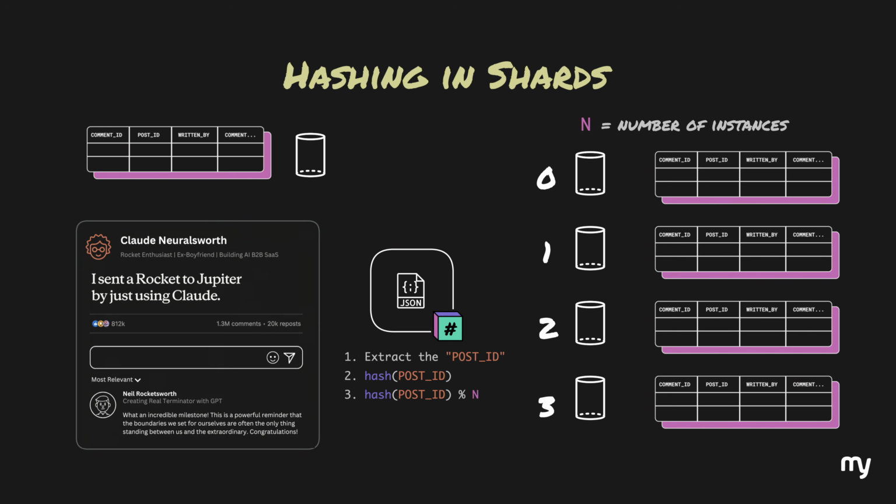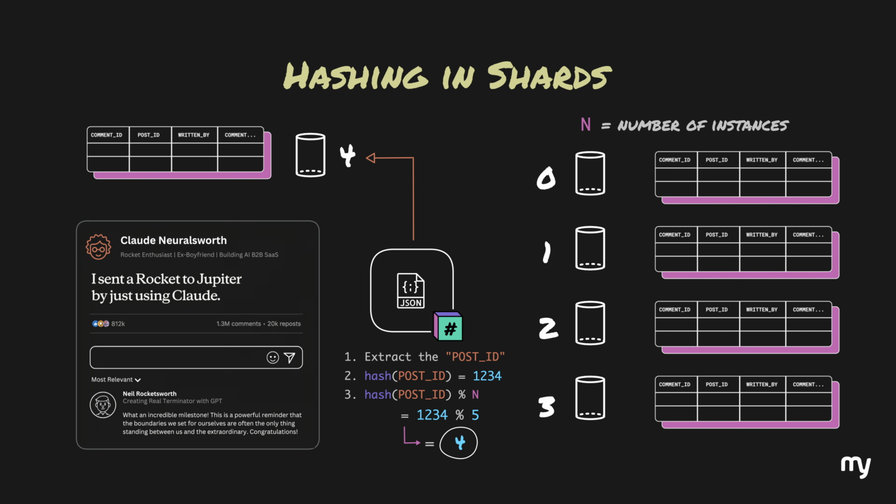But what if we want to add a new shard? Meaning if there were 4 shards before, we will now have 5. So now we will have to do a modulo 5 instead of a modulo 4. But this creates a problem. When we do a modulo of post ID hash of 1234 with 5, we get instance number 4, which means that the comments of this post will go in shard number 4.